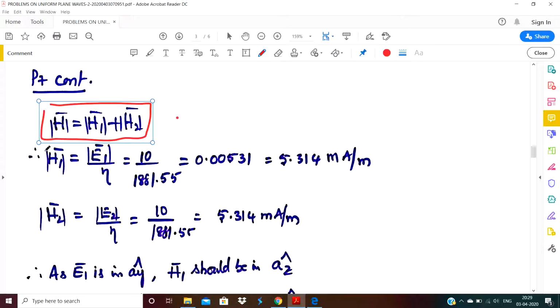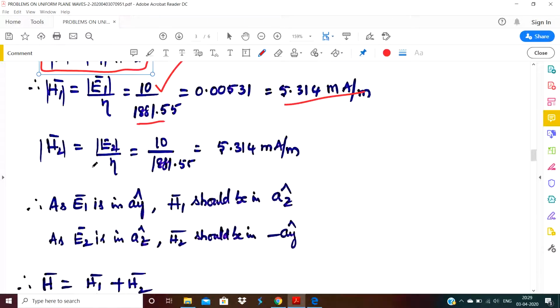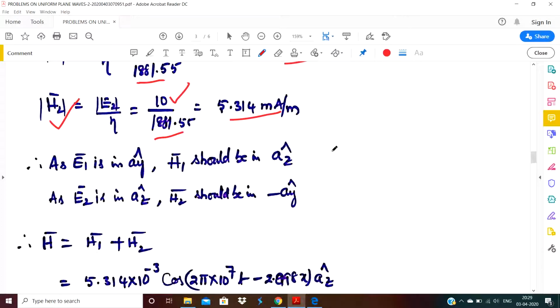This H1 is nothing but, because E by H equals eta, H equals E by eta. So H1 bar is equal to E1 bar by eta. E1 is the amplitude, that is 10. It may be E1 or E2, the magnitude is 10. By eta, which we already calculated, and simplifying, we get 5.314 milliamps per meter. Similarly, we get the same value for H2. H2 equals E2 by eta. E2 magnitude is 10. By that eta value, it is also 5.314 milliamps per meter. So we now have H1 and H2.